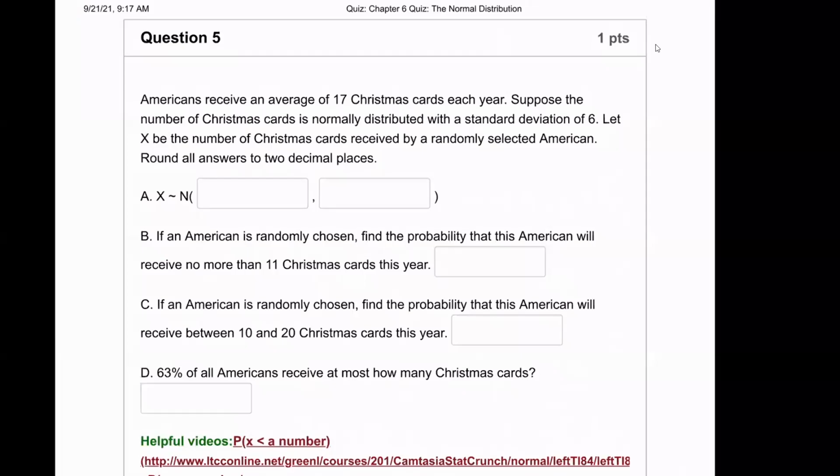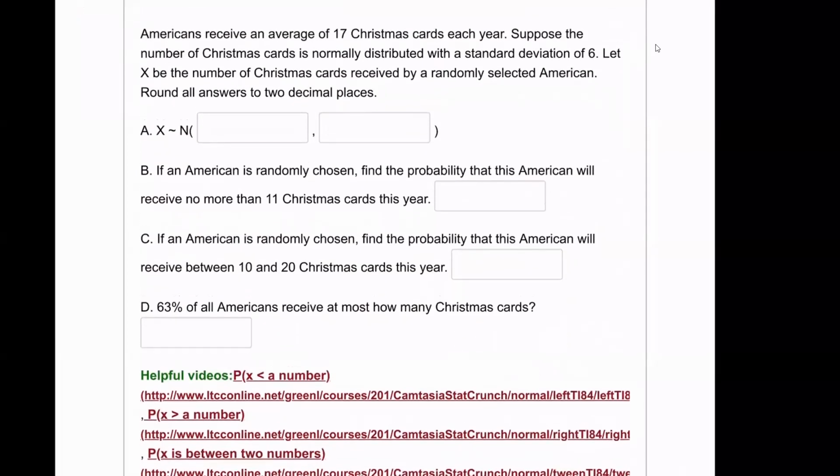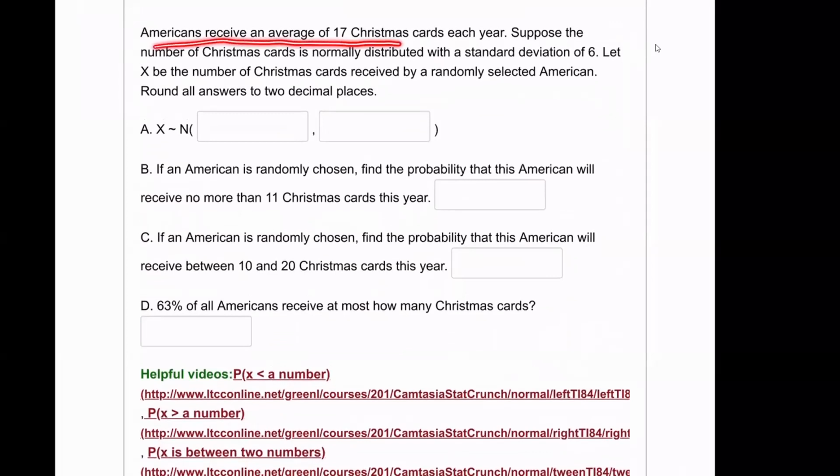Okay, so on this question, it says, Americans receive an average of 17 Christmas cards each year. Suppose the number of Christmas cards is normally distributed, like a bell curve, with standard deviation 6. Let X be the number of Christmas cards. That N stands for normally distributed, and what we do here is always put the mean and the standard deviation. What was the mean? Oh, average is mean. 17, standard deviation is 6.